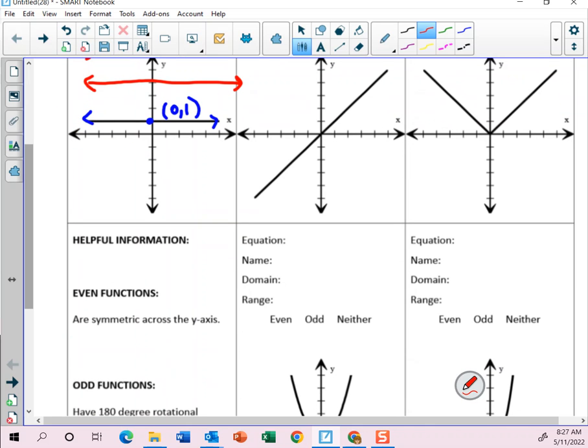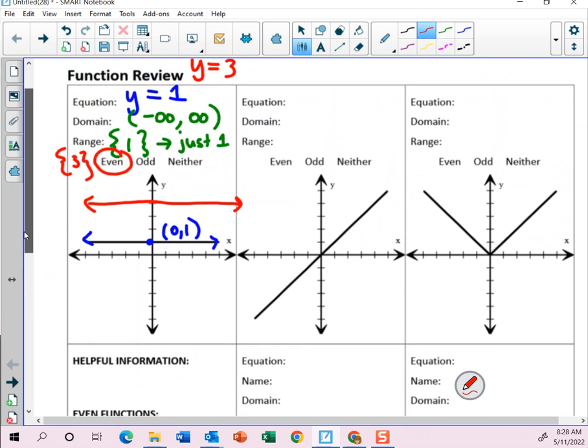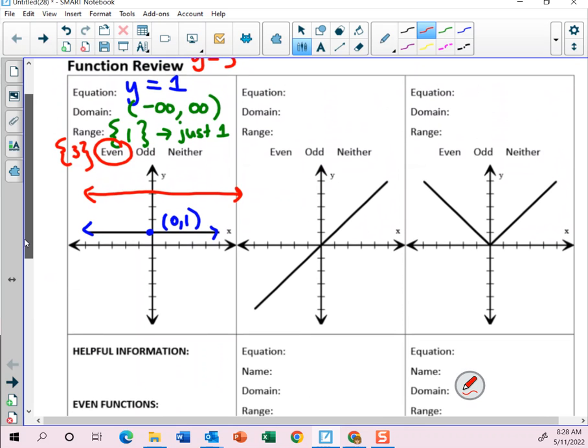I'm going to make that little note here. We could fold across the y-axis, and the 2 sides of the graph would meet up perfectly. Okay. Just like, I always think about when we make hearts in elementary, you fold the paper and then the fold makes half the heart. All right. So that's an even function.